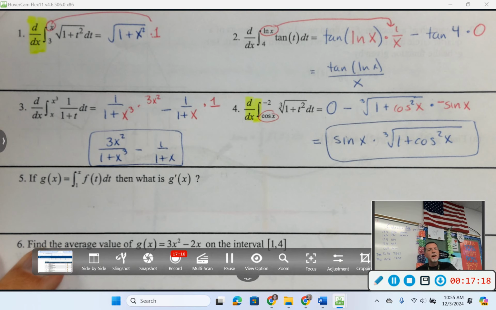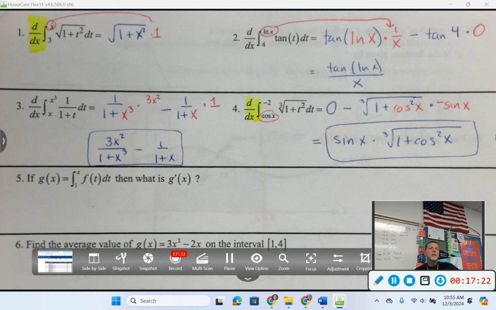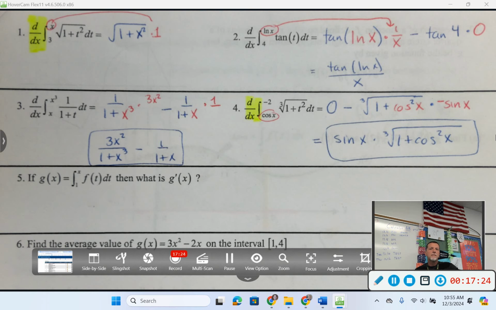Plug in the top, minus plug in the bottom. Don't forget the chain rule. Do we do cosine x in the parentheses and then square? Yes. Yep.